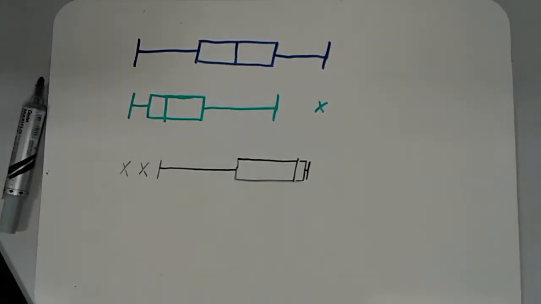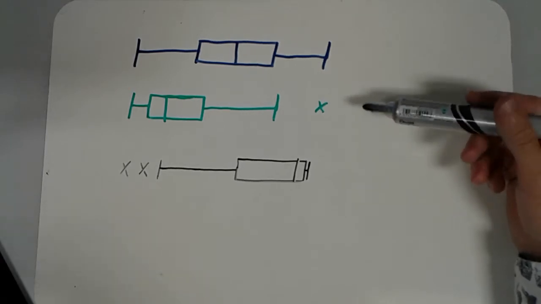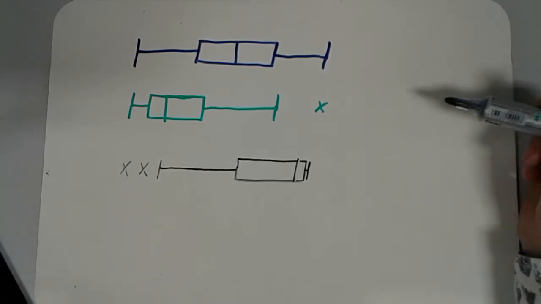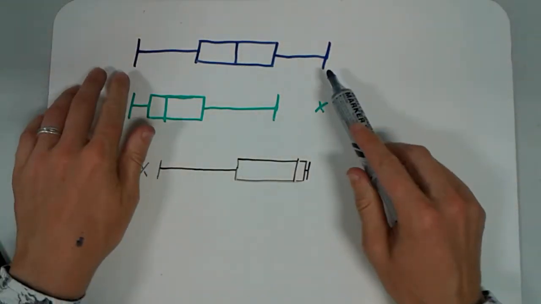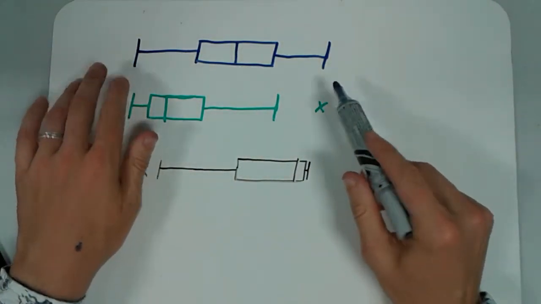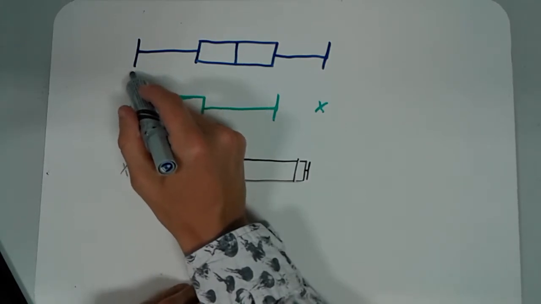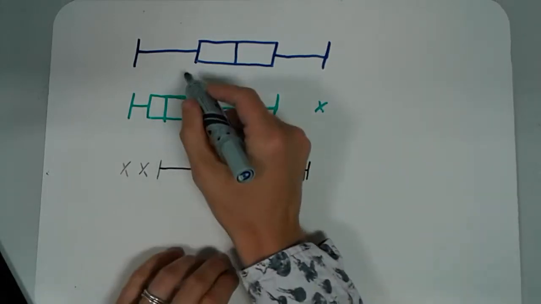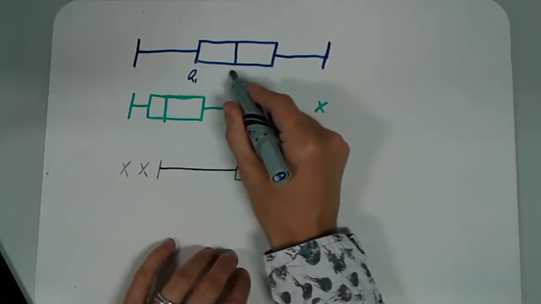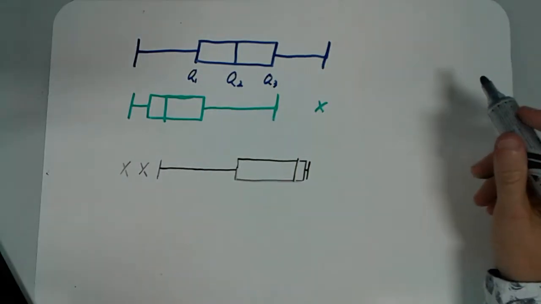Let's have a quick discussion about box plots, outliers, and when we should use the mean and when we should use the median to analyse data. If we look at this first box plot here, remember this represents the lowest value, this represents the highest value, this is our lower quartile, our median, and our upper quartile.